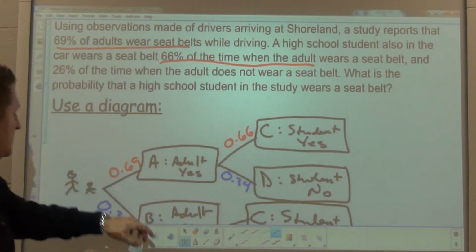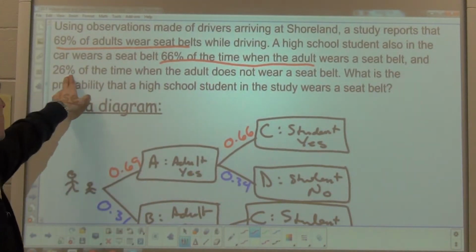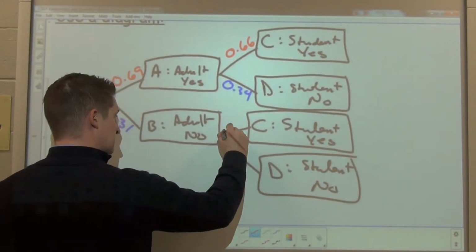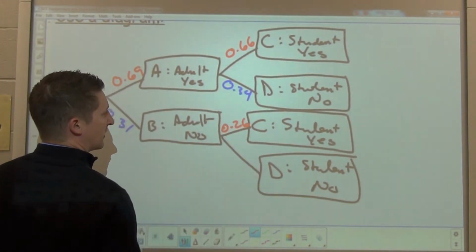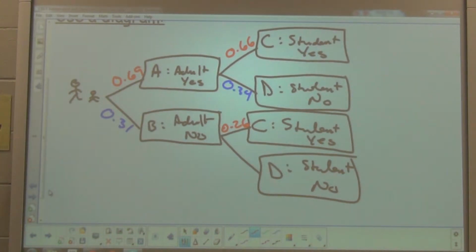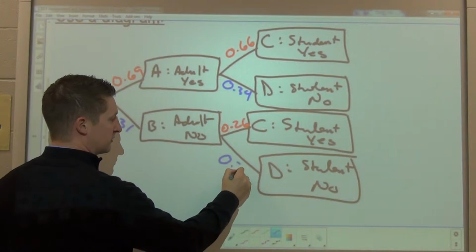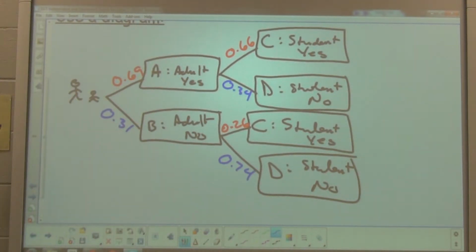Then, let's see, student 26% of the time when the adult does not. So we're going to go ahead and put a 0.26 right here. And the complement to that would be 74% of the time they're not going to wear one, so we put 0.74 along that branch of my tree diagram.